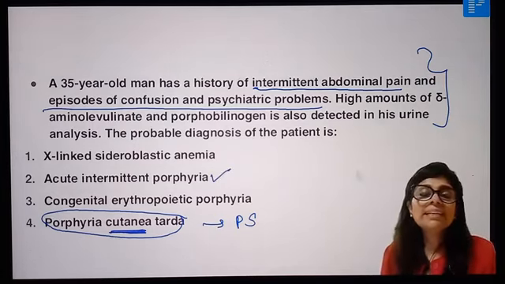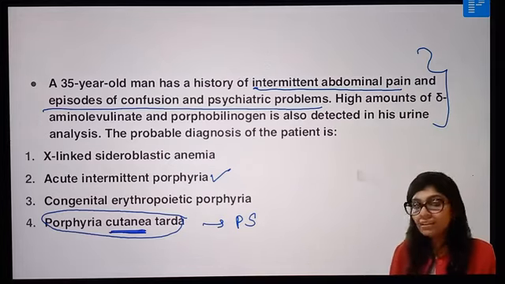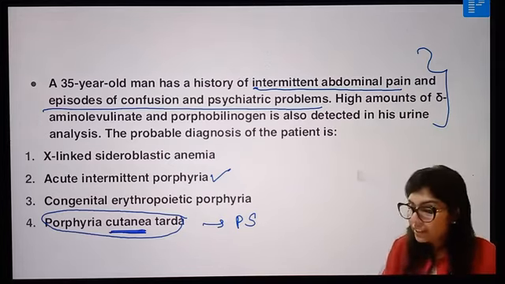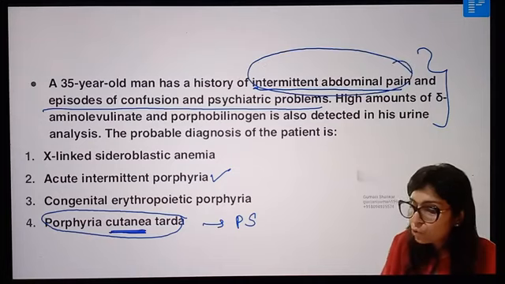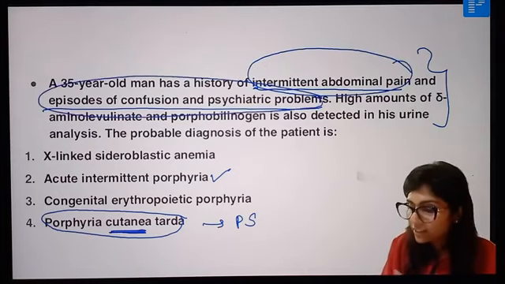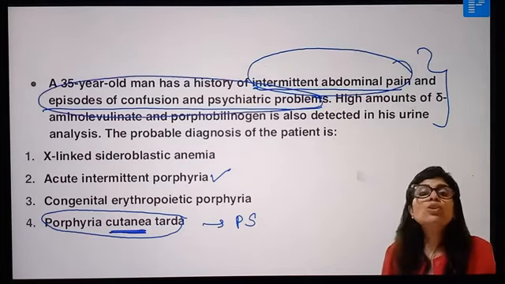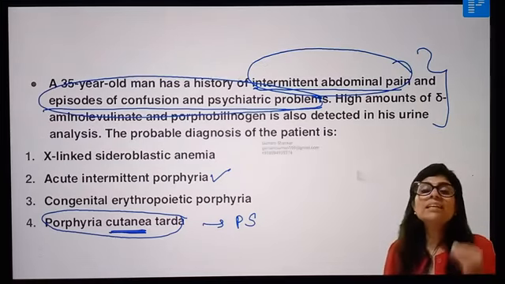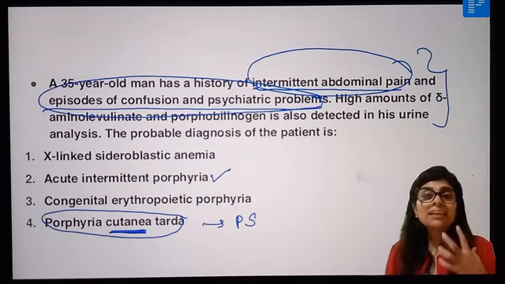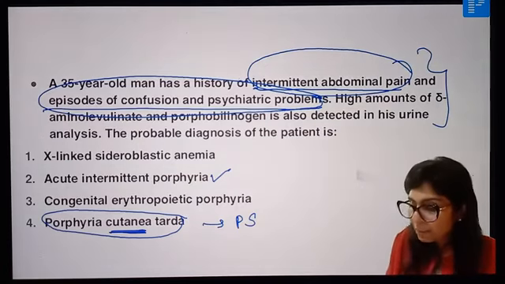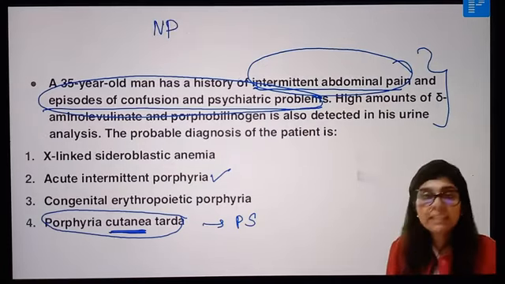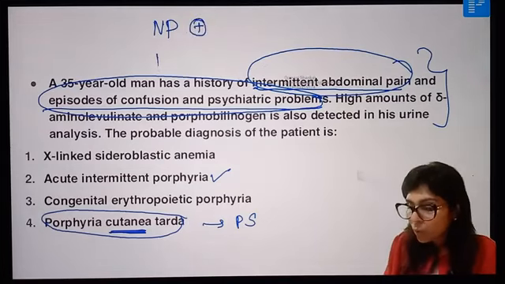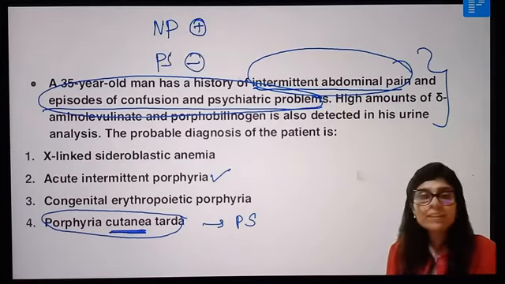Why am I saying it is acute intermittent porphyria? Because it's a porphyria that is presenting with neuropsychiatric manifestations. Why am I saying neuro? Intermittent abdominal pain, meaning sensory neuropathy, psychiatric problems. So this is a person presenting with neuropsychiatric manifestations without photosensitivity.